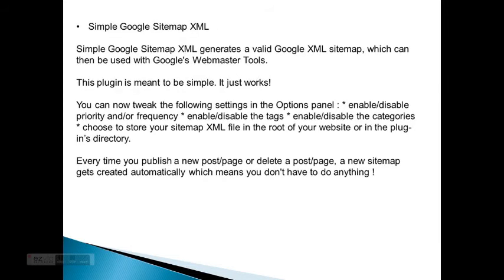Simple Google Sitemap XML. Simple Google Sitemap XML generates a valid Google XML sitemap which can then be used with Google's webmaster tools. This plugin is meant to be simple and it just works. You can tweak the following settings in the options panel: enable or disable priority and frequency, enable or disable tags, enable or disable categories, and choose to store your sitemap XML file in the root of your website or in the plugins directory. Every time you publish a new post or page, or delete a post or page, a new sitemap gets created automatically, which means you don't have to do anything.